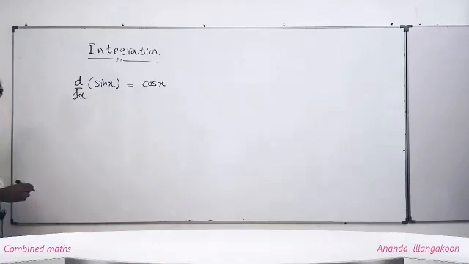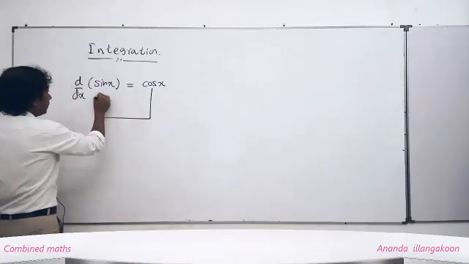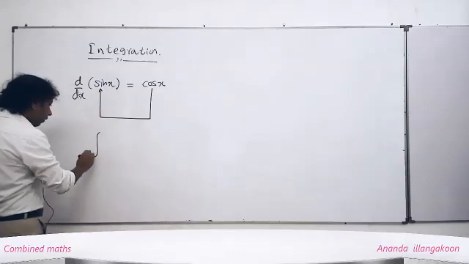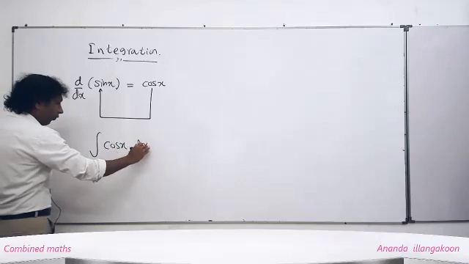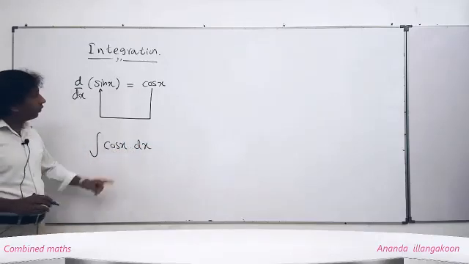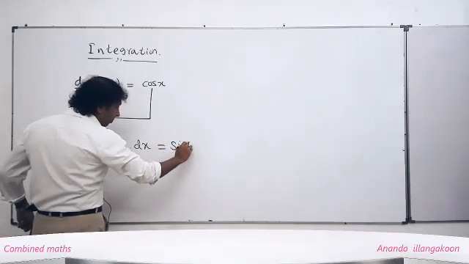So starting from this, obtaining this function is written as the integration of cos x with respect to x. This is how we write that. The integration of cos x with respect to x is sin x. This is how we write.